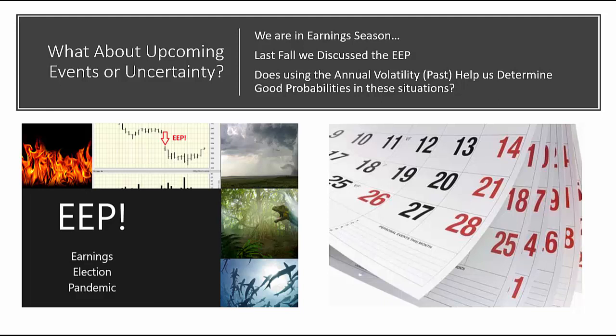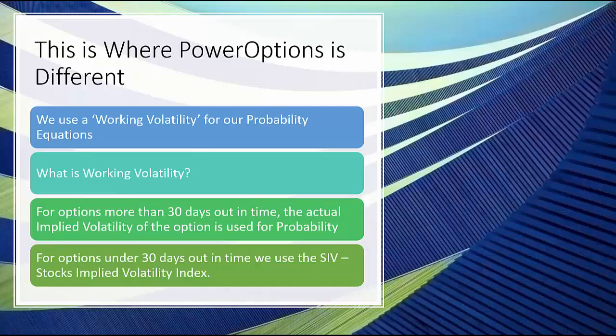At that time, would using a 250-day or annual volatility to see what the securities did over the last 250 days or a year help us determine the good probabilities of options that were expiring in the next 3 weeks or 4 weeks after the election, after those earnings cycles, and while fears of the pandemic were still going on? This is where PowerOptions is slightly different.